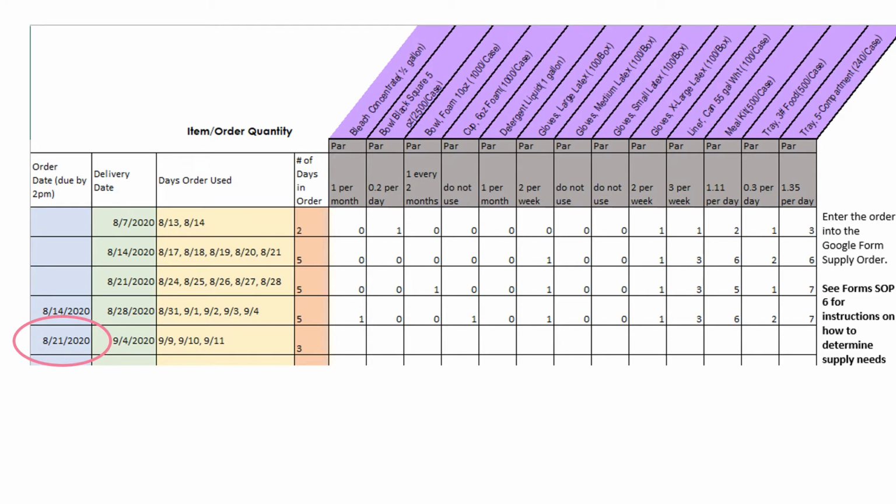Find today's date in the order date column. Let's pretend today is August 21st. As you see, all previous dates have been filled out. Next, look at the number of days in order. Today we are ordering for 3 days, September 9th, 10th, and 11th.